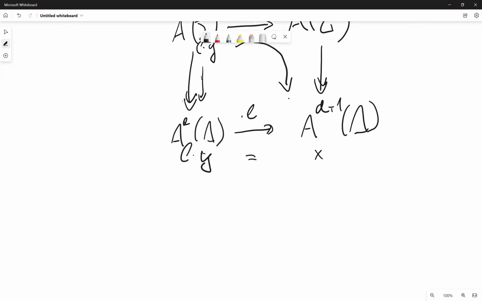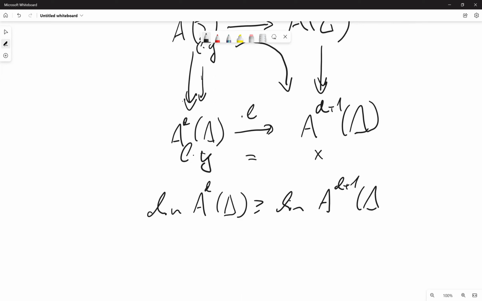But now, if I have a surjection, then the dimension of A delta in degree d is at least the dimension of A^(d+1) delta.